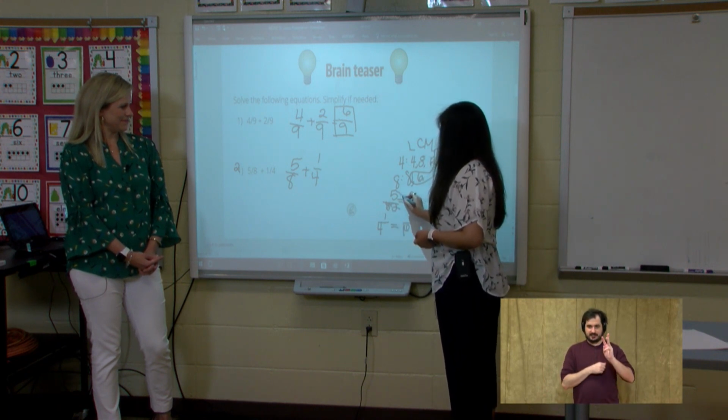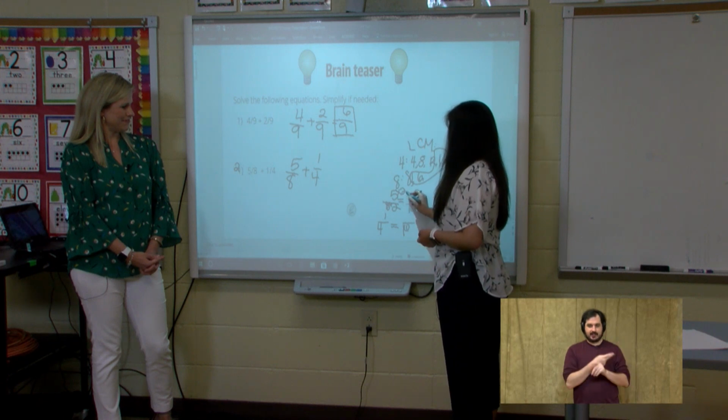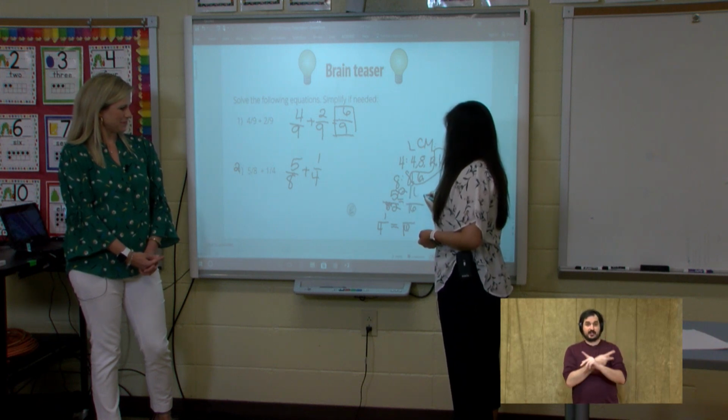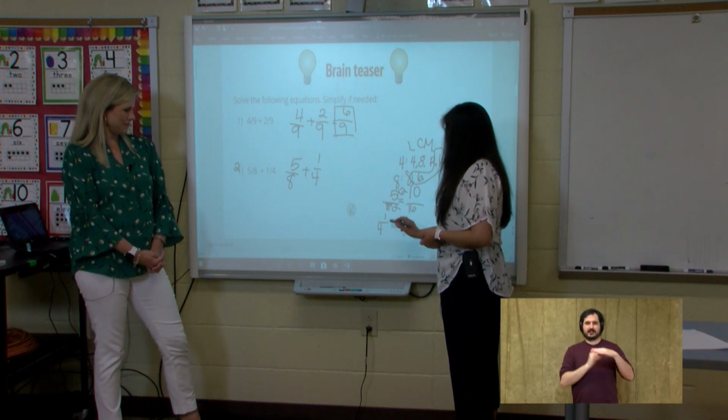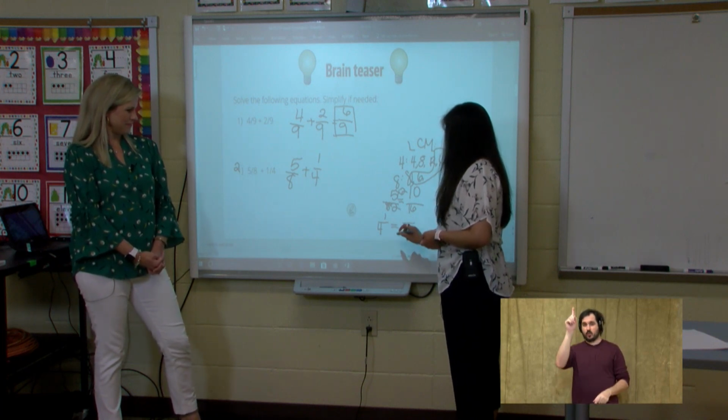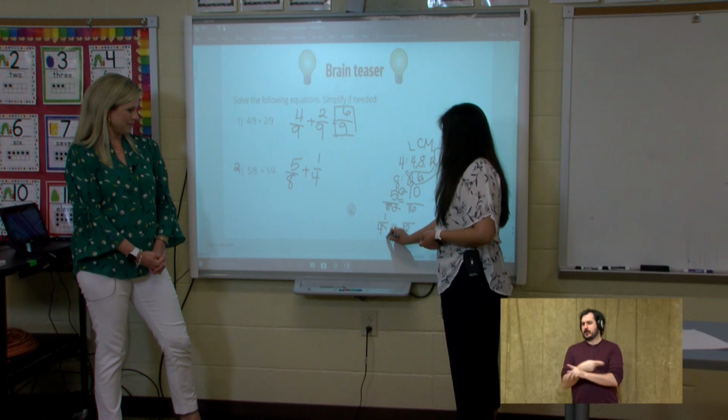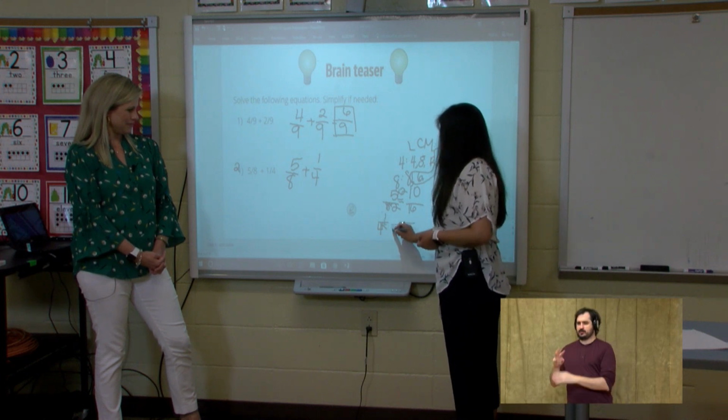So that means that I have to do the same to the top. So 5 times 2 is 10. So that's my first fraction. Then 1/4, I had to multiply this 4 down here to get 16, and that is 4.